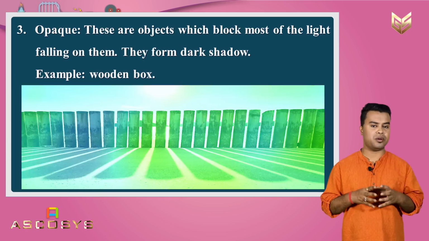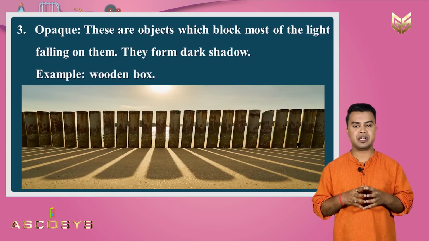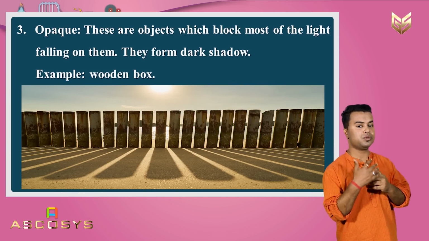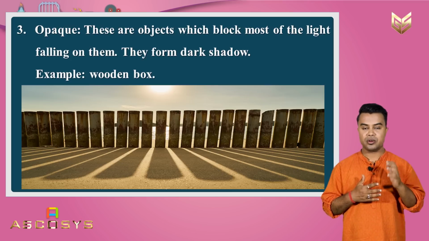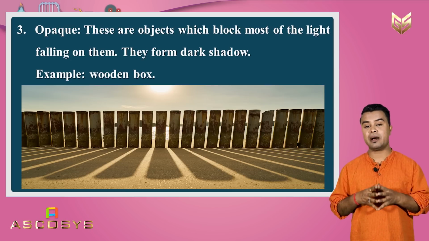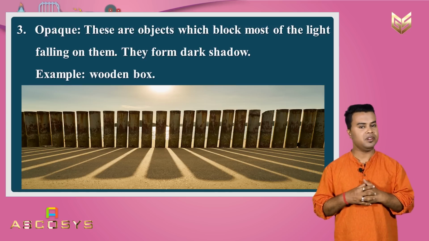Finally, opaque objects. Opaque objects are those where, whenever light falls on them, light will not be able to pass through to the other side. Means the whole light will be blocked. As for example, wood, and you will see a complete shadow. Fine? Okay.